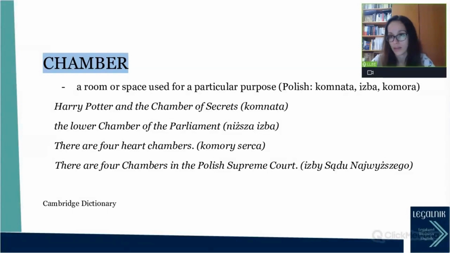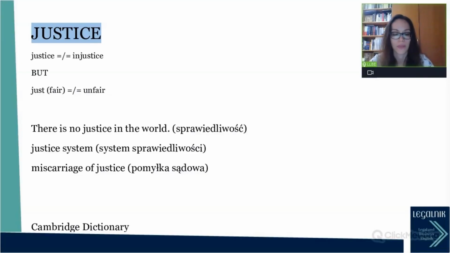And in the legal context, there are 4 chambers in the Polish Supreme Court. In the courts, in common courts, we usually have divisions, wydziały, but in the Supreme Court, we've got chambers, izby.